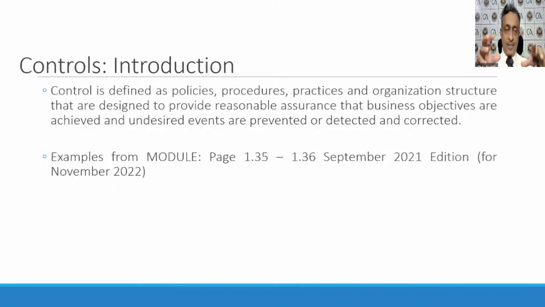Now, in this slide, there are three very important words. First is definition. So what are controls? Controls are policies, procedures, practices, and organization structure that are designed to provide assurance that business objectives are achieved and undesired events are prevented, detected, and corrected. So controls are by management, implementation of management policies to achieve the business objective. Controls can be preventive, detective, or corrective.